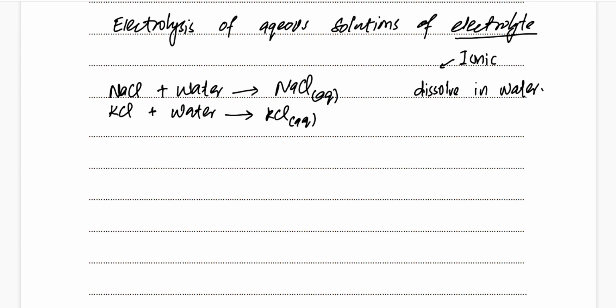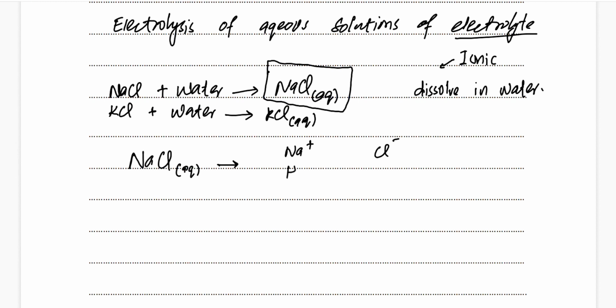Suppose I'm writing here NaCl. I'm going to take it into consideration. NaCl aqueous has cation and anion, as we know Na plus and Cl minus, but the water which dissolves this NaCl is also a weak electrolyte, and it is also converted into cations and anions. Water is converted into H plus and OH minus.